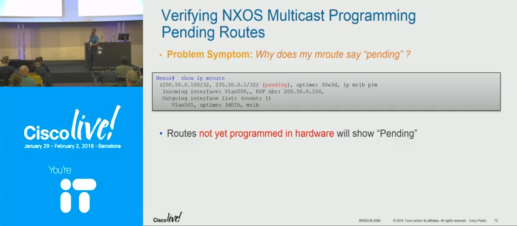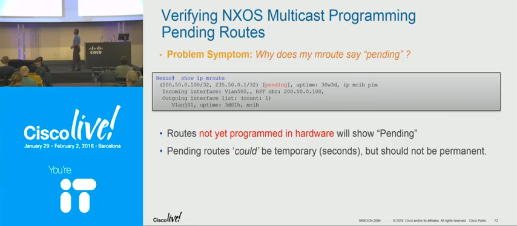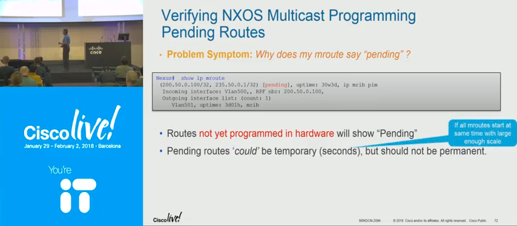So it basically says that I haven't got a confirmation saying everything is programmed fine on the hardware. So if you see it momentarily, it's fine. If you see it maybe for a second or two, it's fine, because it has to do a lot of work. The different components come into the picture, and they have to create those state entries on different components, and then program the line card. So if you see it for a couple of minutes, then it's fine.